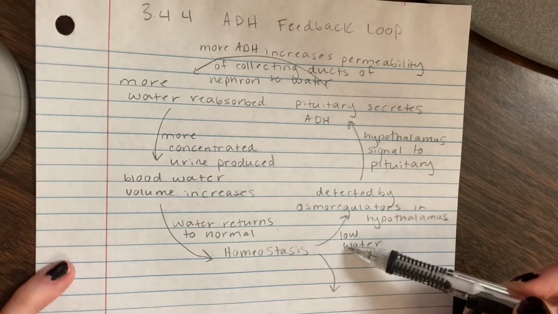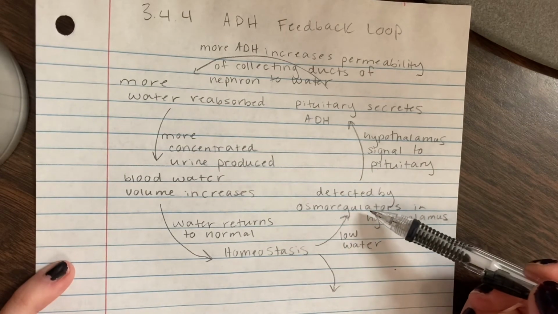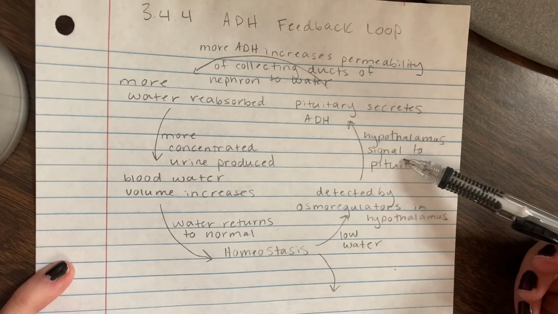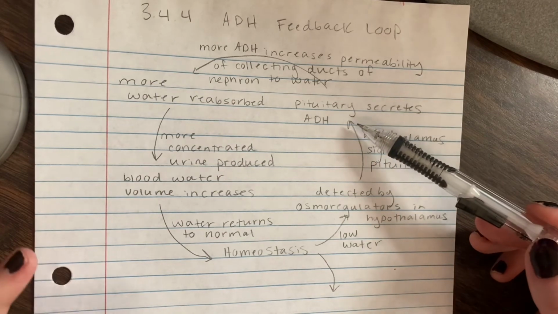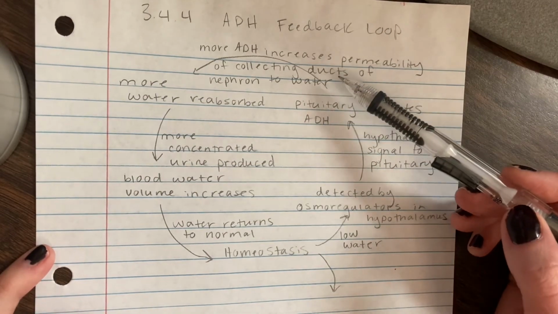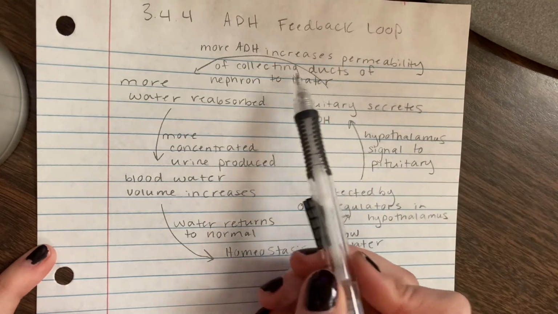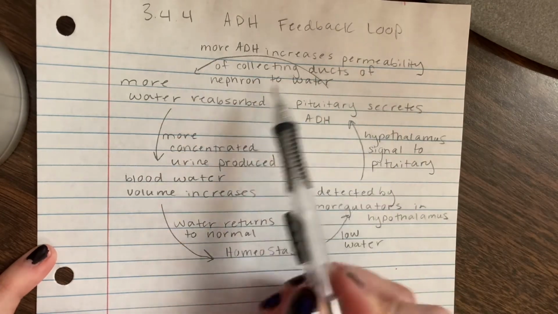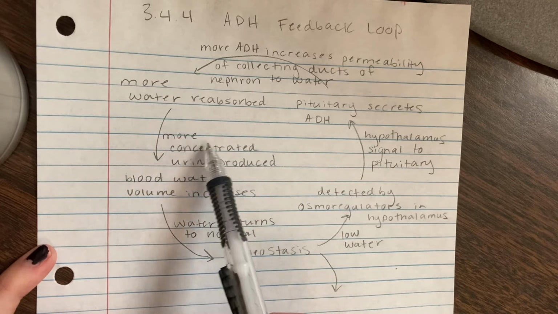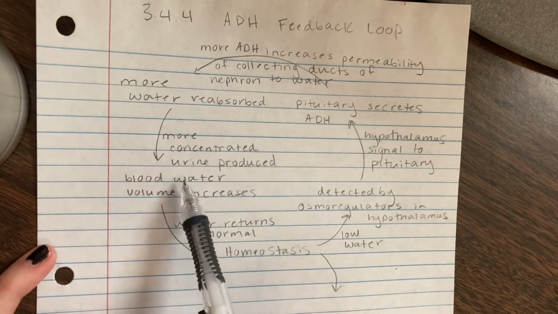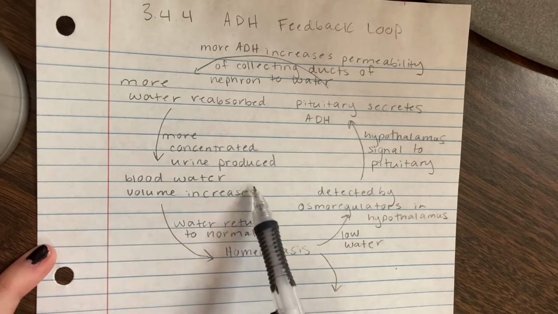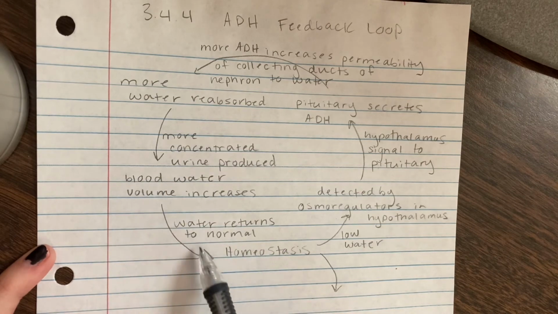So again, not enough water in the blood, detected by osmoregulators in the hypothalamus. The hypothalamus tells the pituitary gland to pump out ADH. As ADH travels to the kidneys, the collecting ducts are stimulated to absorb more water out of the urine, so you've got water reabsorption. This causes your urine to be more concentrated. As more water is reabsorbed, the blood water volume increases and returns to normal.